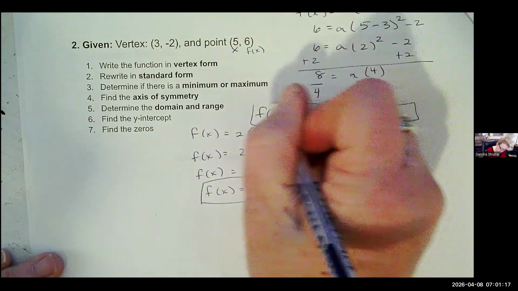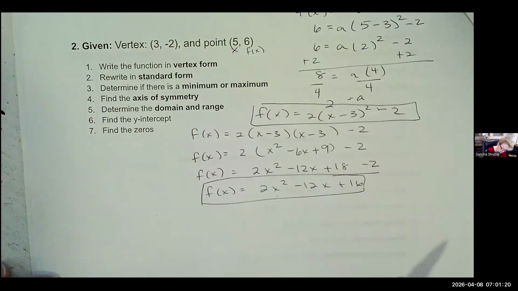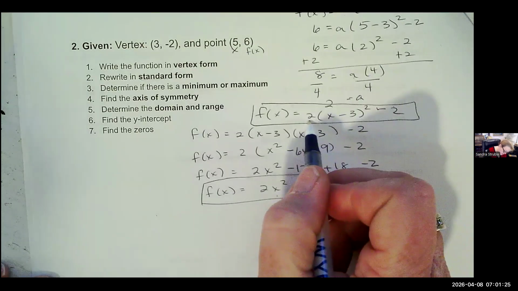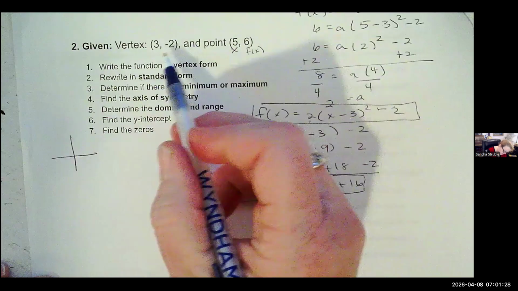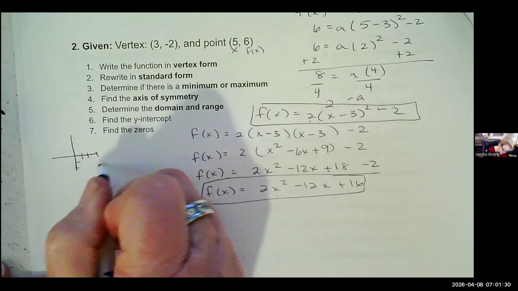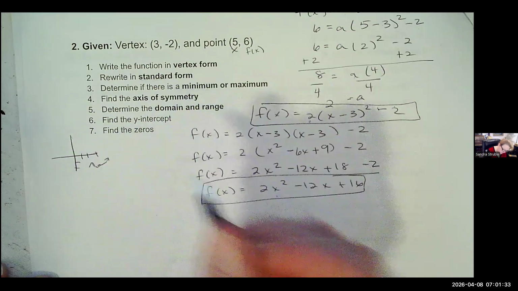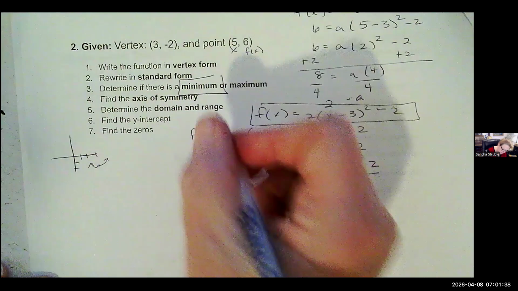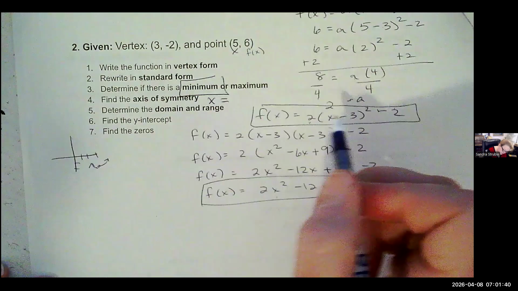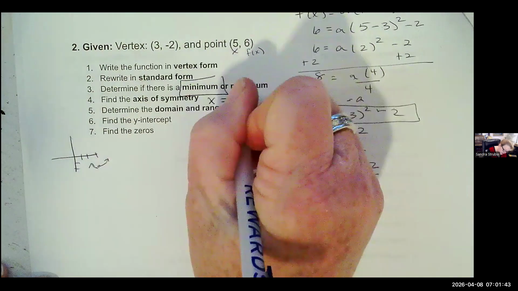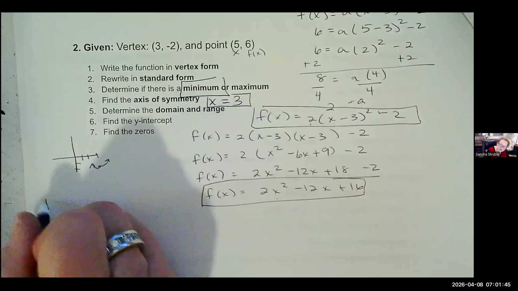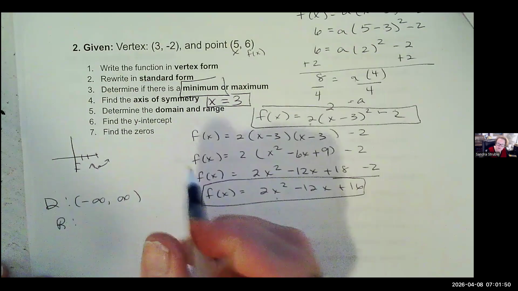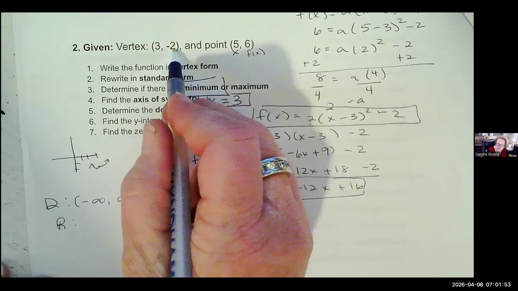What else? Min or max? Well, we have a min, because the a is positive. So it's going to be at 3, -2, and it is going up. So we have a min. Axis of symmetry is x equals, and at x equals 3. Here's my axis of symmetry. Domain is always the same for quadratics. Range has to do with your k. In this case, it's -2, and it is a min. So -2 to positive infinity.